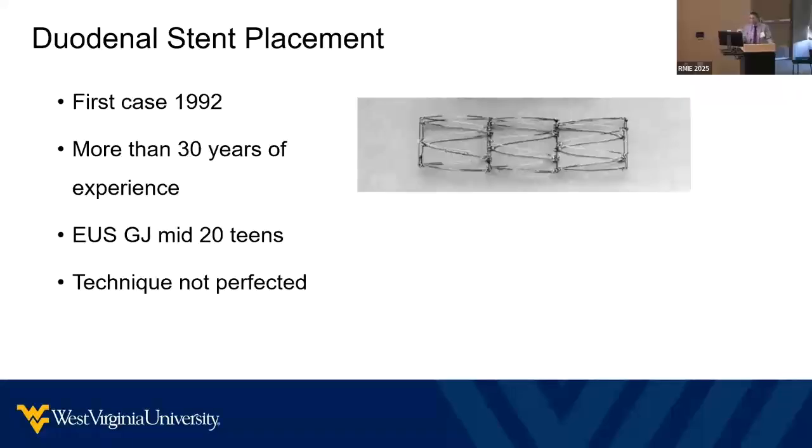But let's dive into the data. As Ken alluded to, the first duodenal stent description was made by Dick Kozarek back in 1992. We have more than 30 years of experience with duodenal stenting. EUS-GJ has only been around since really the mid-2010s, and the technique has not been perfected.